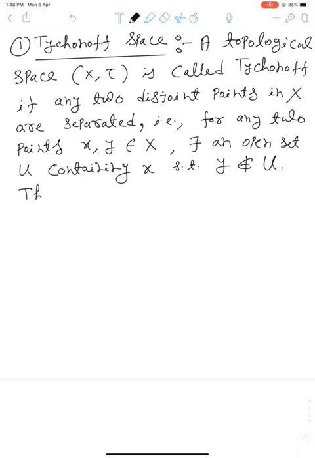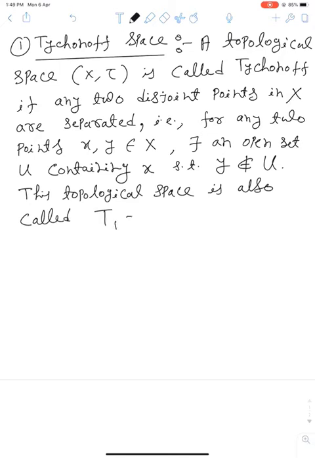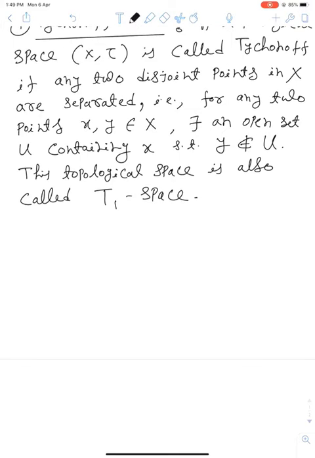Now, can you give one example of a Tikhonov space? In general, most of the topological spaces we know are Tikhonov spaces. So we can give one example which is not a Tikhonov space.